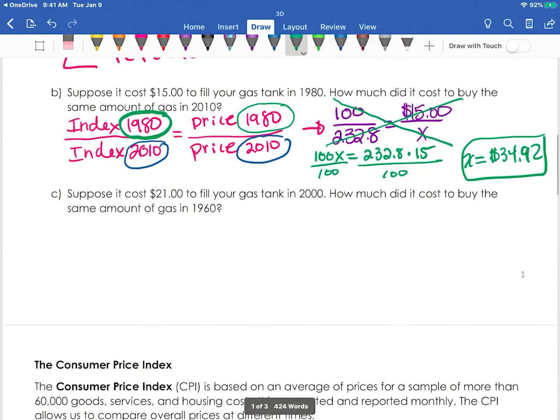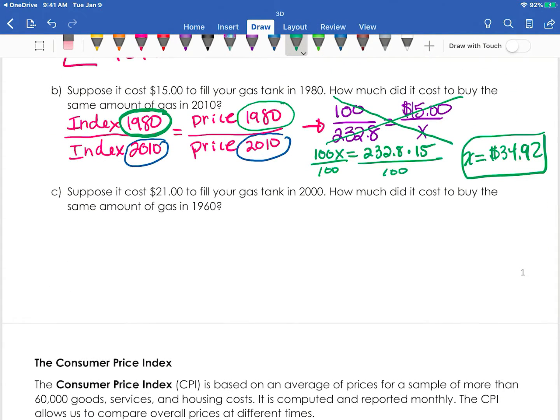Okay, let's do part C now. Suppose it costs $21 to fill your gas tank in 2000. How much did it cost to buy the same amount of gas in 1960? Now, we can make sure that our answer makes sense, right?